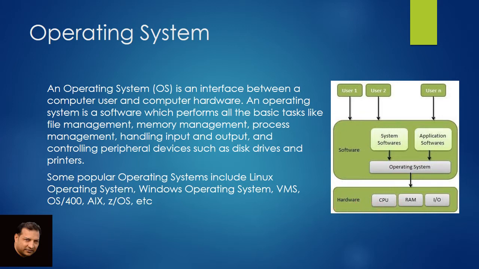Now see this diagram. Operating system relies here. So it is controlling system softwares, application softwares, and all these are used by users. So this OS or operating system is working as an intermediate or interface between user and hardware. Hardware means your computer.